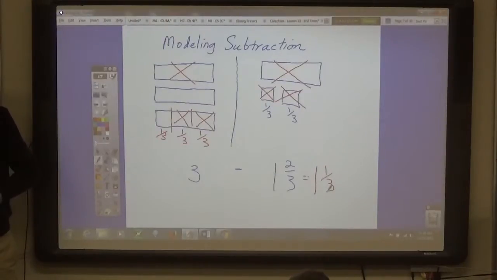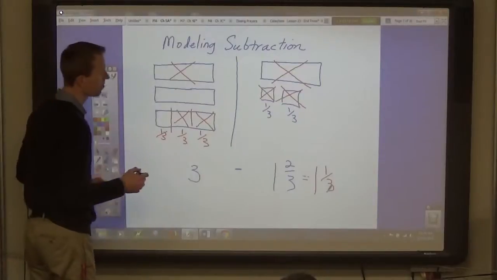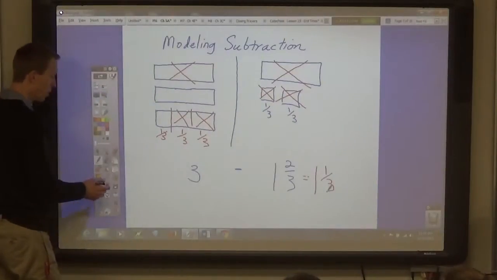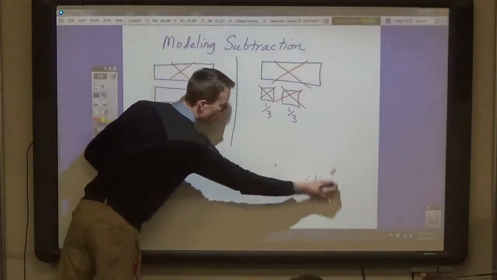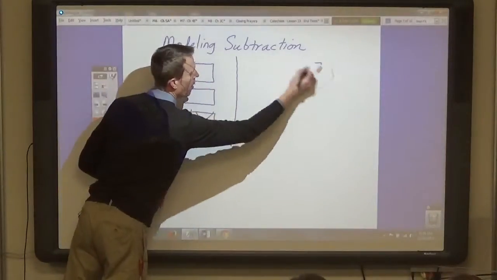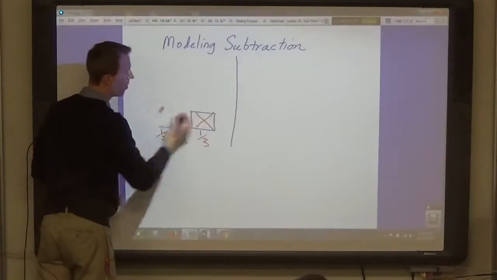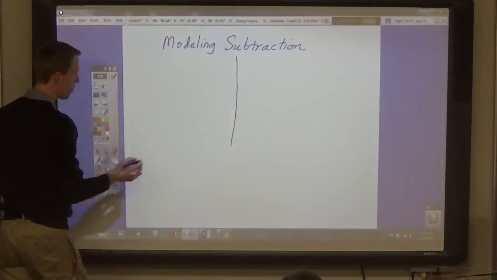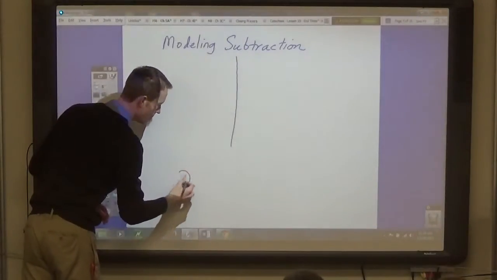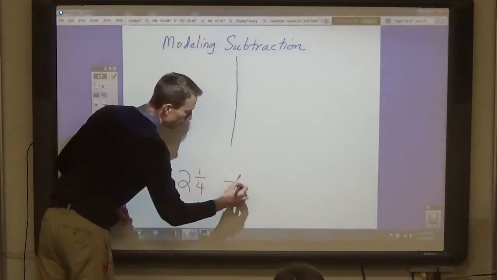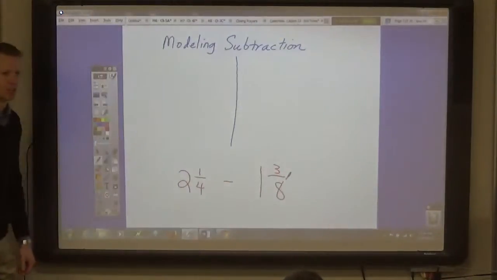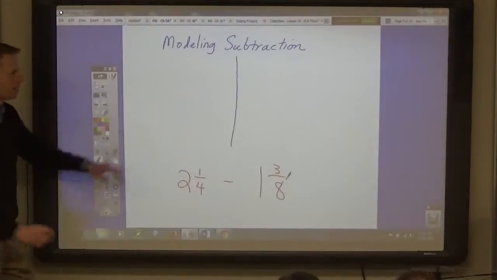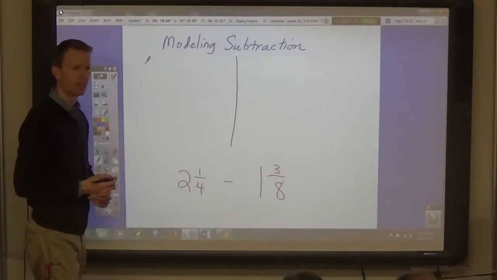2 1/4 minus 1 3/8. 2 1/4 minus 1 3/8. So we got to rewrite, do another model. 2 1/4 minus 1 3/8. So draw on this side. What do we need to draw?